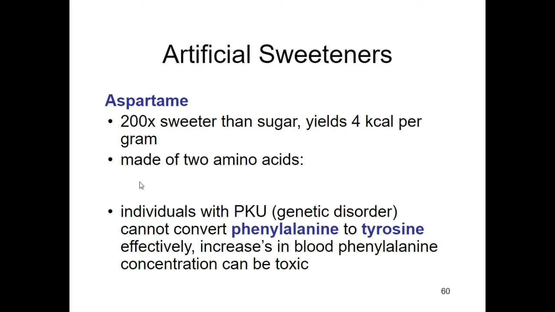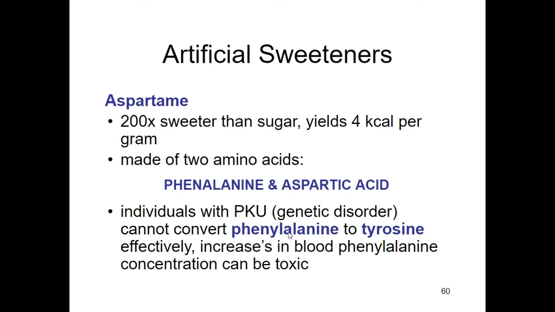We also have aspartame. Aspartame is considered an artificial sweetener, but it's odd from the group because unlike the other artificial sweeteners, aspartame yields 4 calories per gram, the same as the nutritive sweeteners. Because it's made of 2 amino acids, and amino acids have calories because they are components of protein. So these amino acids are called phenylalanine and aspartic acid.